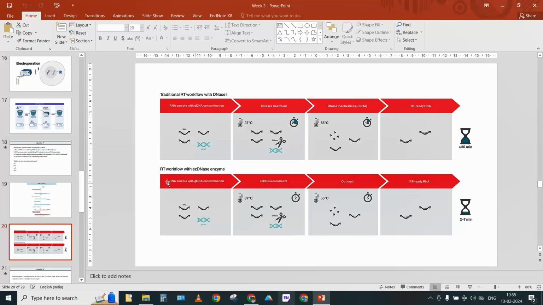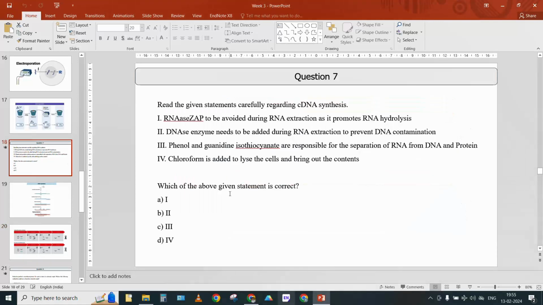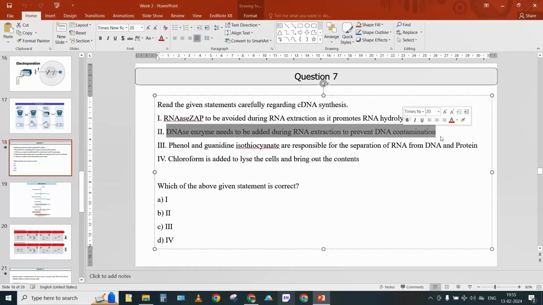So according to all these principles and theories, statement 2 is the correct one: DNase enzymes need to be added during RNA extraction to prevent DNA contamination.